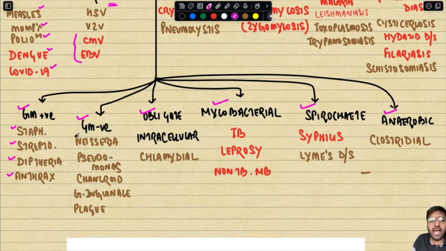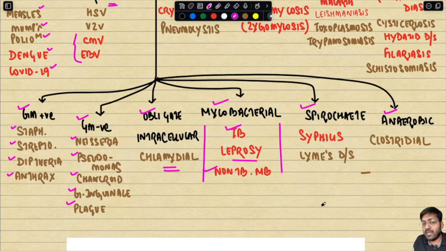In gram-negative, we have Neisseria, Pseudomonas, chancroid, granuloma inguinale, plague. Under obligate intracellular organisms, we have chlamydial infection. Now, mycobacterial species include tubercular as well as non-tubercular mycobacterial infection, as well as leprosy. Remember, all these three are very important from your exam point of view. And remember that TB and leprosy have already been discussed as a separate session, so we are not including them in this particular series.